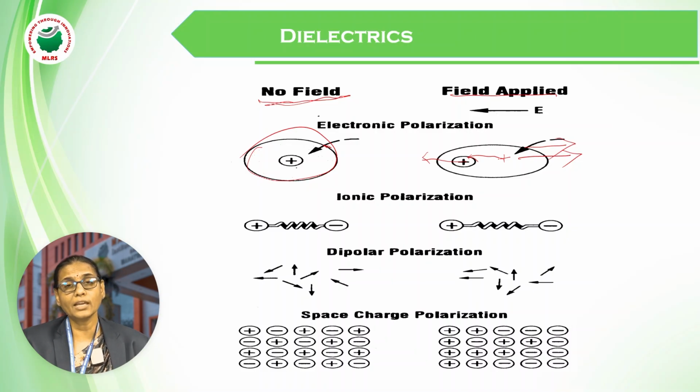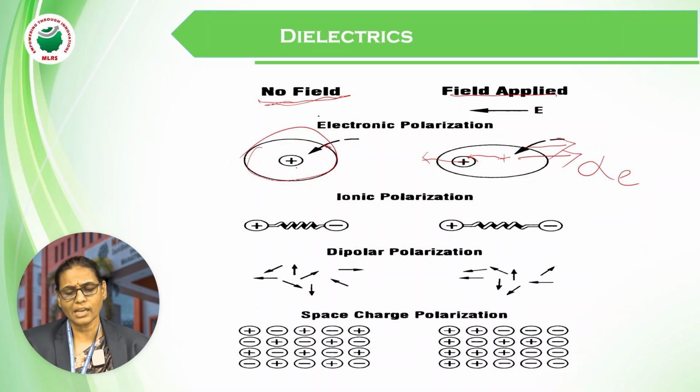So once again I am defining electronic polarization: displacement of a positively charged particle and a negatively charged particle in opposite directions with respect to the applied field. That is called electronic polarization, which we represent by the letter alpha E.